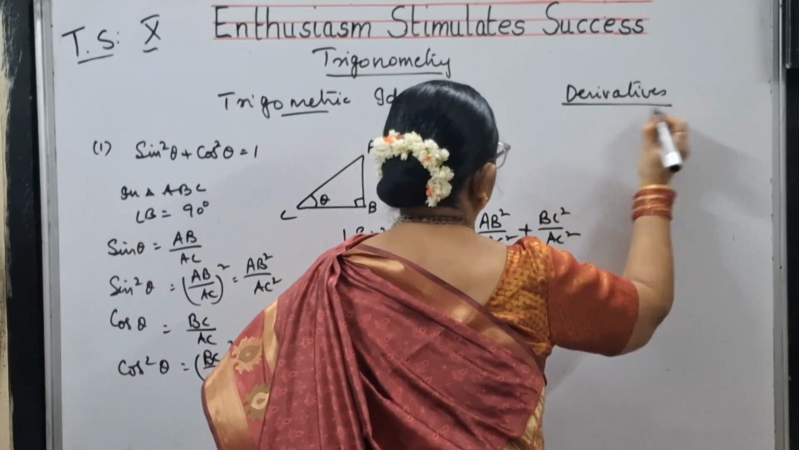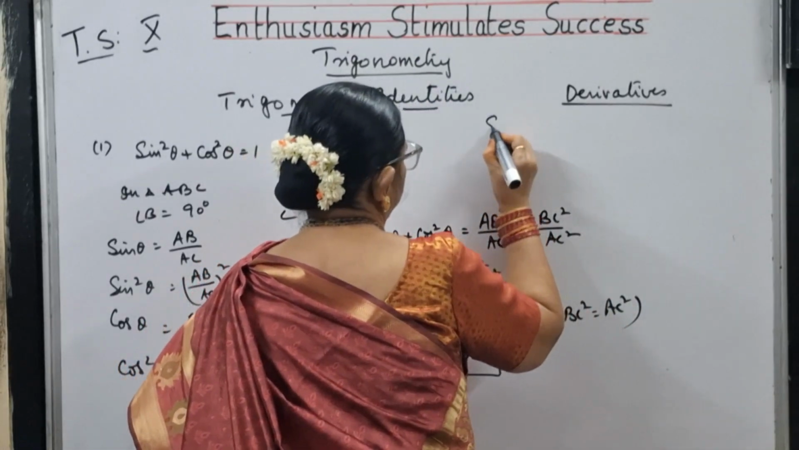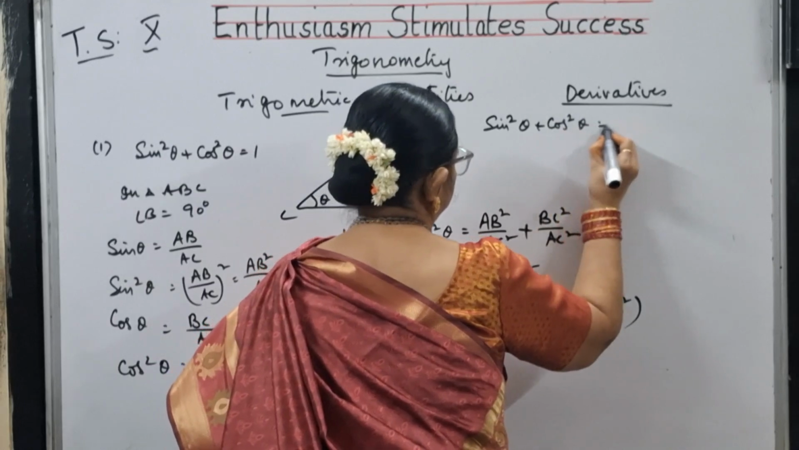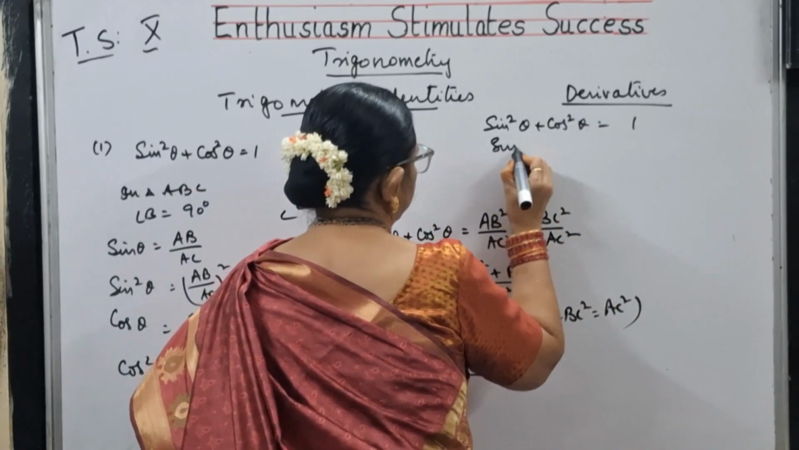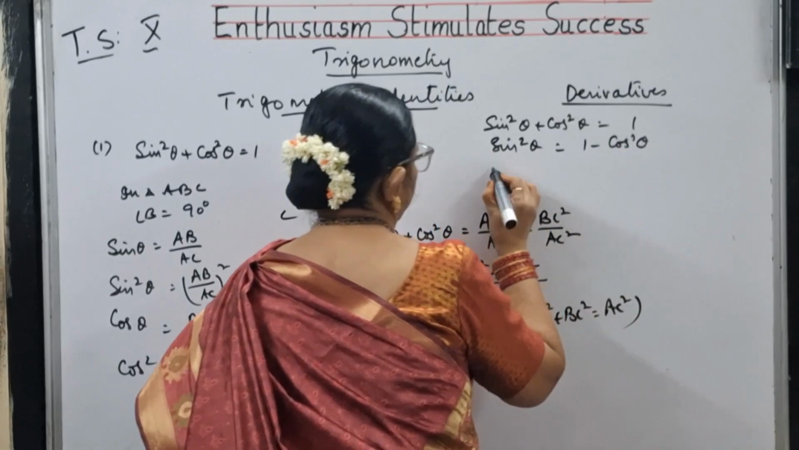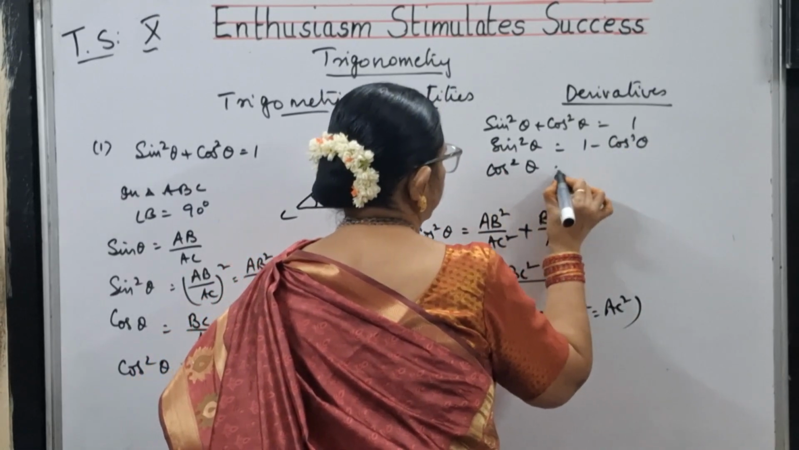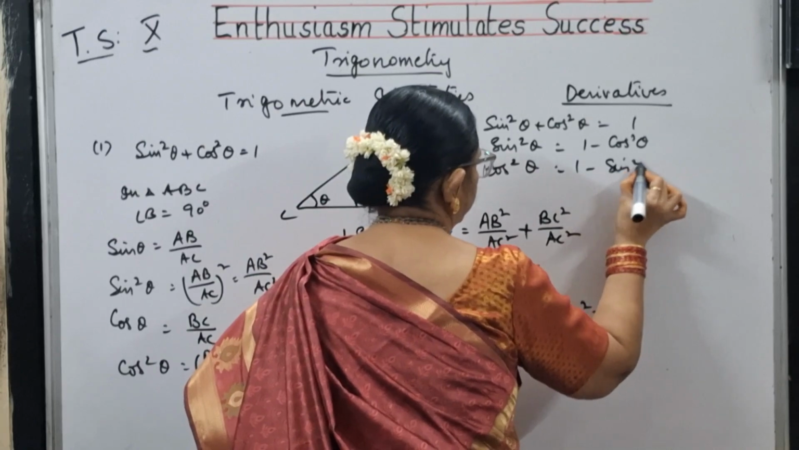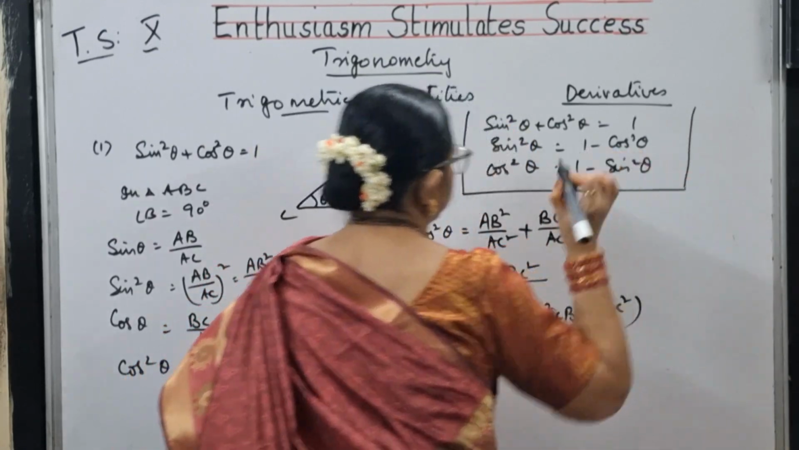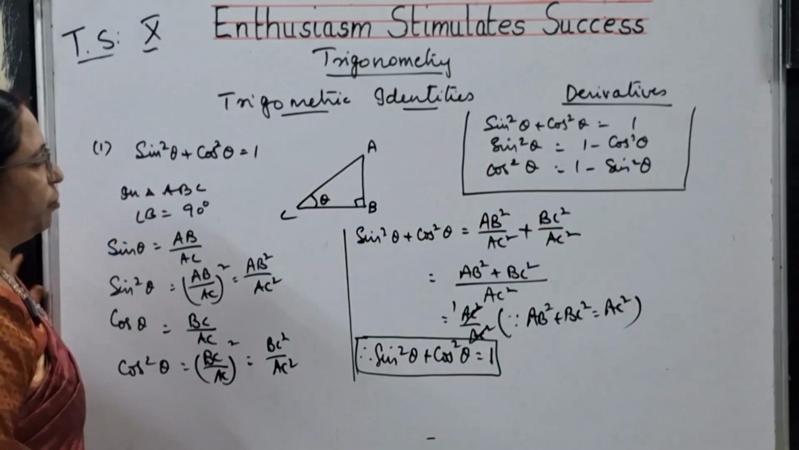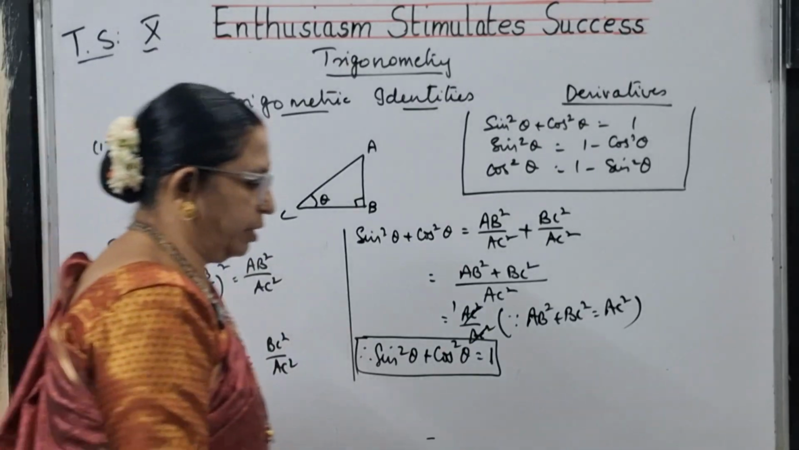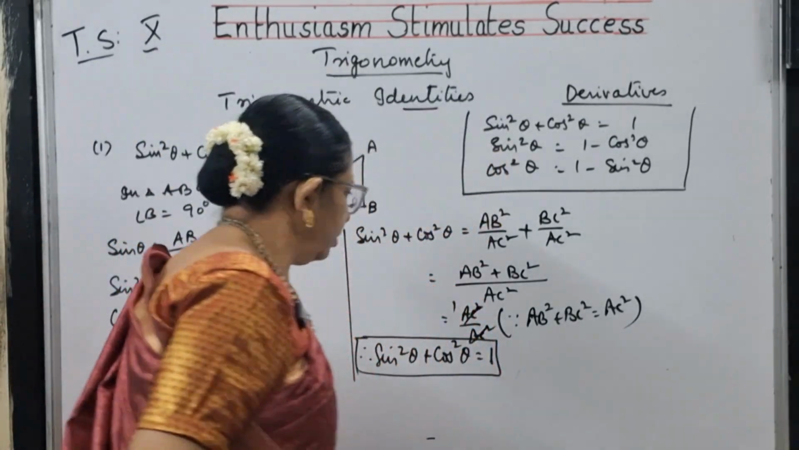With this sine square theta plus cos square theta, what are the derivatives? See, sine square theta plus cos square theta is equal to 1. So what is sine square theta? 1 minus cos square theta. And what is cos square theta? 1 minus sine square theta. These are the derivative parts of this particular formula, sine square theta plus cos square theta is equal to 1. Please note it down.